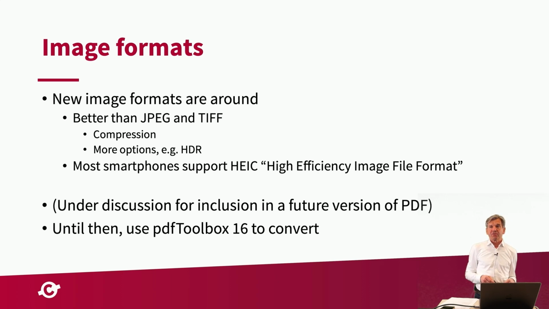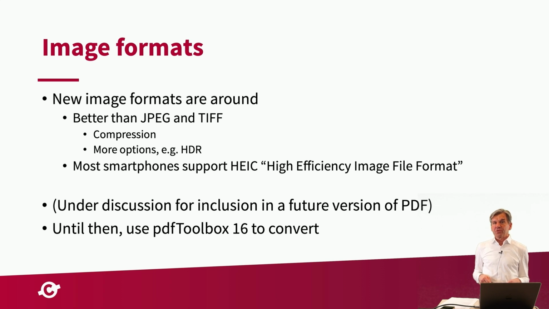And these file formats have better compression. They allow for high dynamic range, which is lighter colors. That is all possible in these new formats, but not in the old JPEG and TIFF files. It's not possible to have that in PDF either. So that is just a side note. In PDF, you can't use these new, more powerful compression algorithms or the high dynamic range images. That is just not in the specification, something that is being worked on, but it's not there yet.